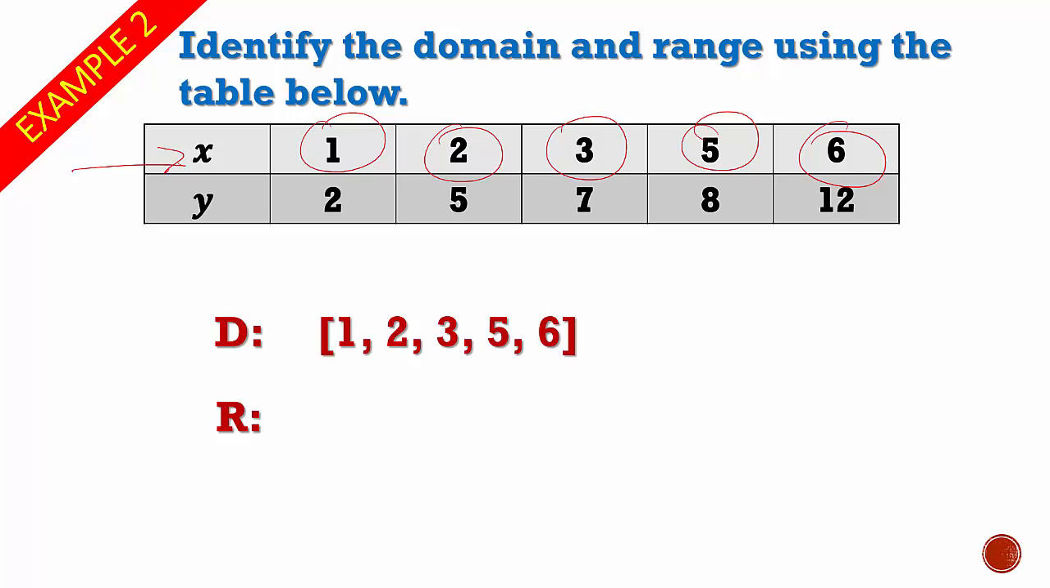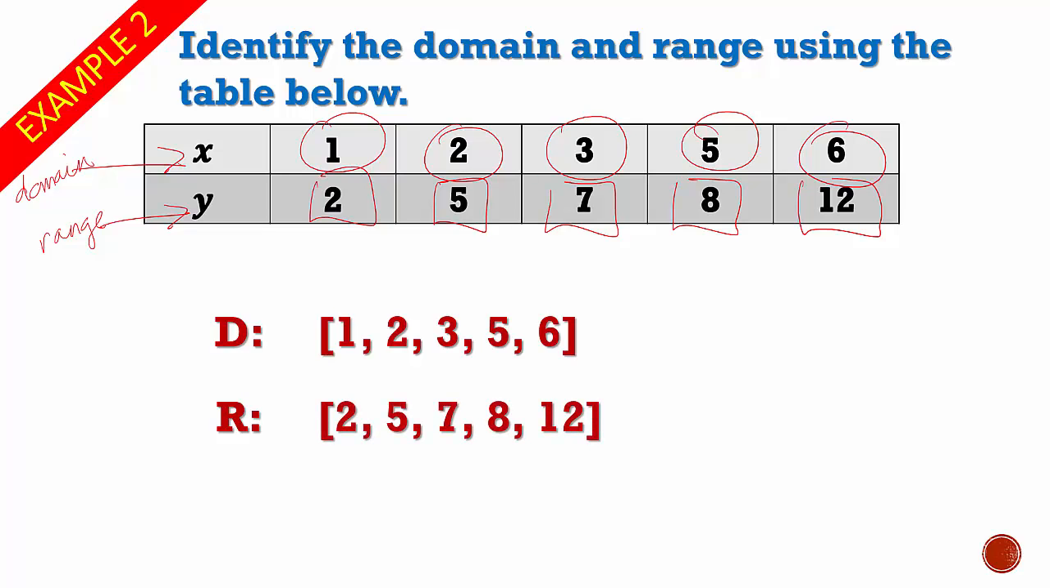Now, if they were out of order, say this went like 3, 1, 2, 6, 5, we'd have to put them in order for this. So just be aware of that. And then our range, of course, is our y. So domain is here. This is our range. And that would be 2, 5, 7, 8, and 12. And notice those are already in order, so all we have to do is write them exactly how we see them. But again, make sure they're in order from smallest to largest, and make sure that you have these brackets around the numbers when you write them down.